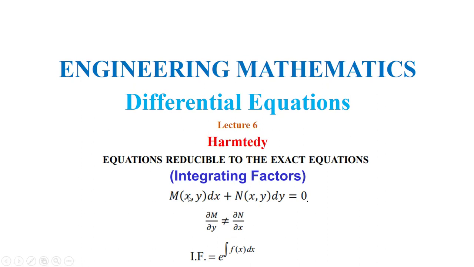And then what you can see here is just this statement. First I start with this statement here. It's just the format of exact equations, and then the second one here is just telling you that if dM/dy is not equal to dN/dx, the partial derivatives of this, then the equation is not exact, and hence we resort to what is called the integrating factor, which is just e raised to the power of the integral of f(x) dx.